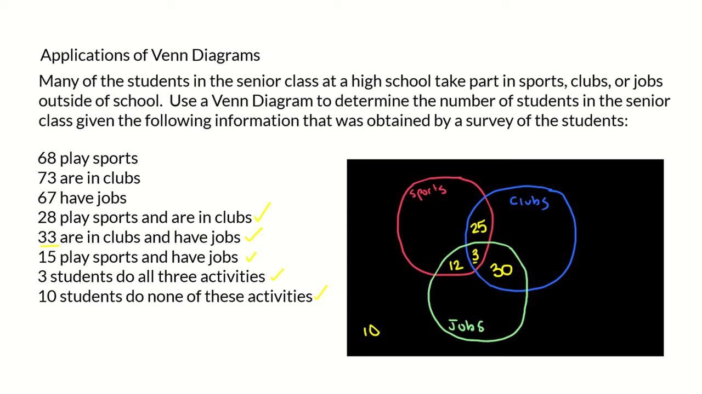So 67 students have jobs. So we know that the green circle contains a total of 67. But of that 67, within the green circle we already have 12, 3, and 30 accounted for in some of the shared spaces. So subtracting the shared spaces, we get 22. That means there are 22 students that have jobs but don't do the other 2 activities.